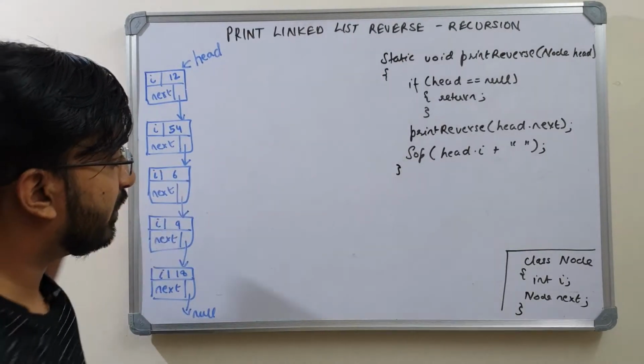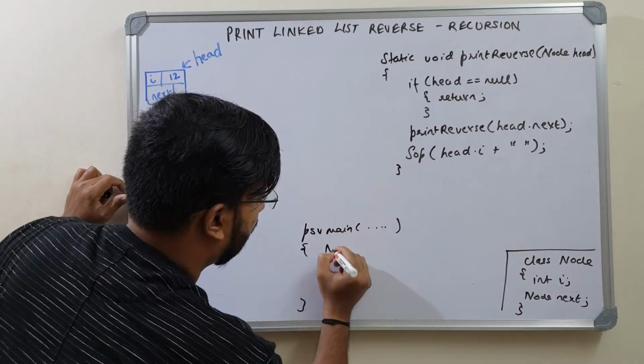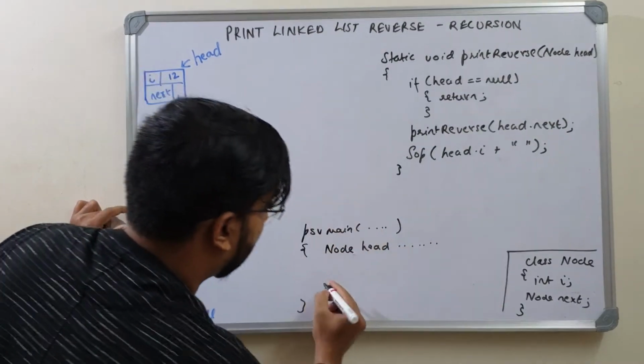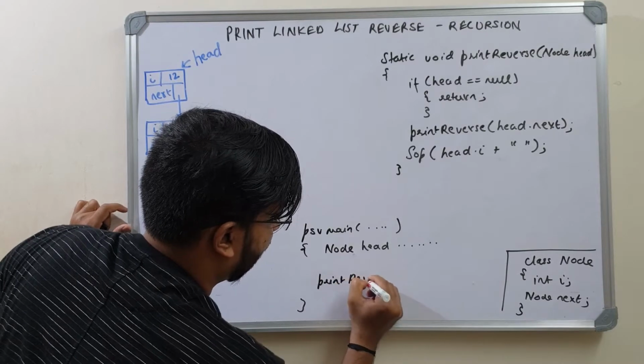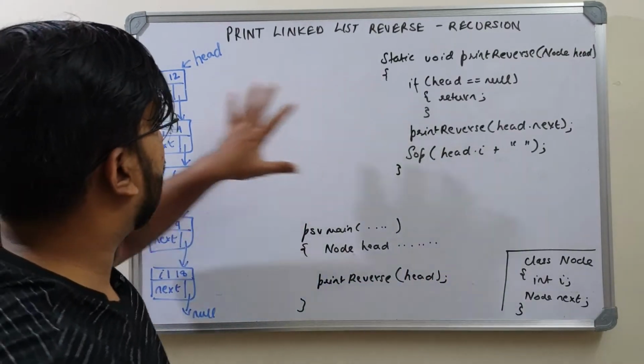And how do you call it from the main? So suppose you have public static void main, you take a Node type head, and you do some insert operations to it. And then if you want to print this list, you say printReverse and you pass the head of the linked list. So let's see how this actually works.